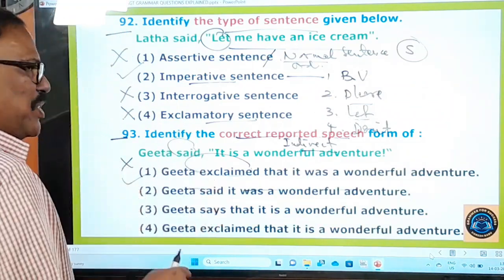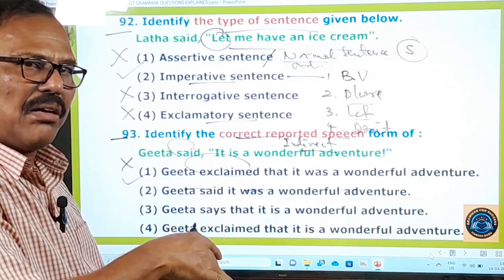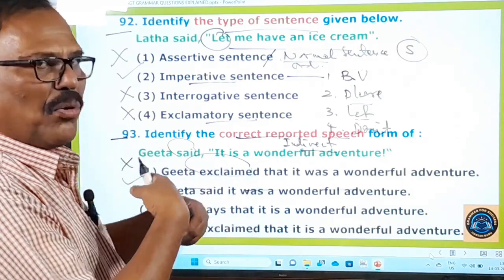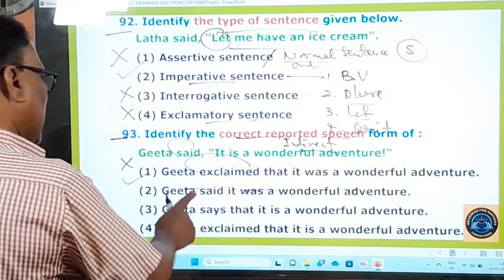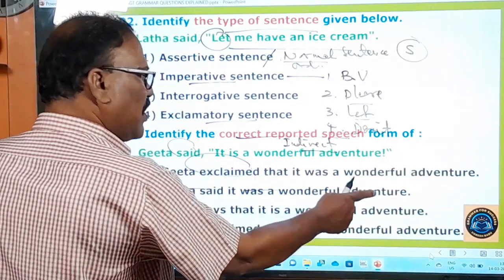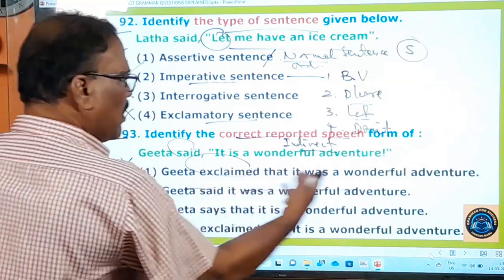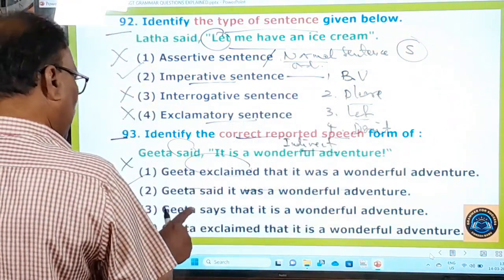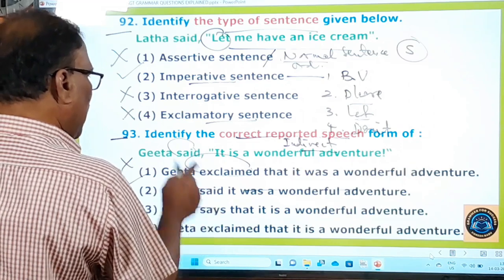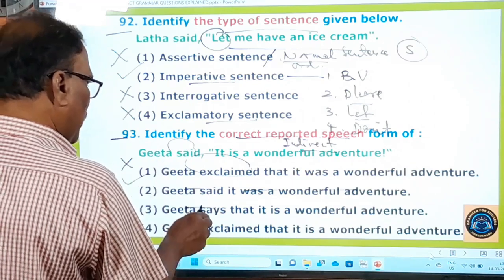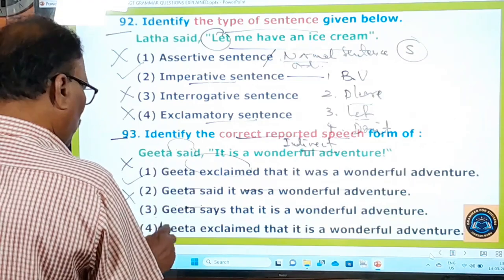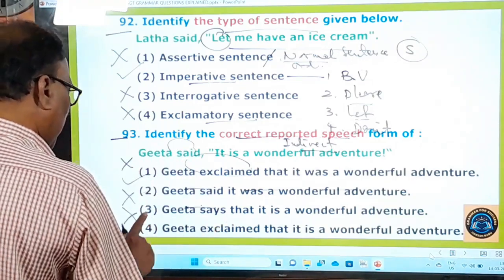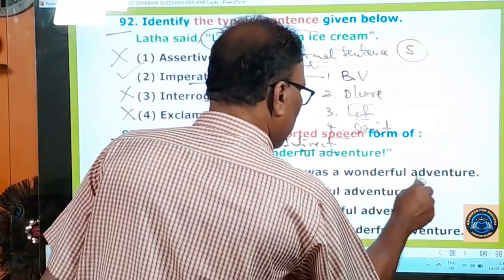Of course, you can mention the connecting word that. Sometimes you can also skip it. There will be no problem at all. There will be no change at all in the meaning. So Geeta said that it was a wonderful adventure. That is right. Geeta said it was a wonderful adventure. That's also right. Anyway, the second one is the right one. And you go to the third one. Geeta says. When there is said, it cannot be turned into says. Therefore, this is wrong. And fourth one, Geeta exclaimed. Again, said is turned into exclaimed. That's why this is wrong. First one, third one, fourth one are wrong. Only the second one is the right one.